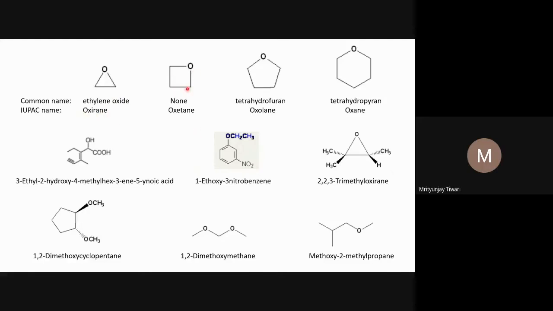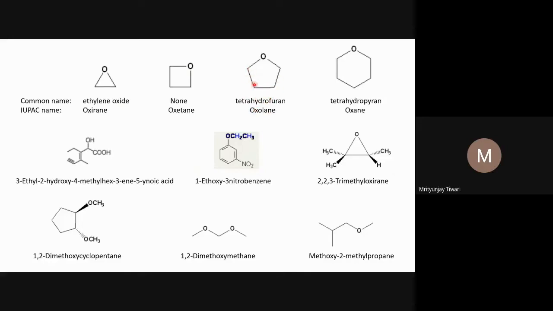This compound is a four-membered ring, three carbon atoms and one oxygen. The IUPAC name of such compounds is oxetane. There is no common name for this compound. This compound is a five-membered ring, four carbon atoms. These are all saturated. The IUPAC name is oxolane, and the common name for this compound is tetrahydrofuran.